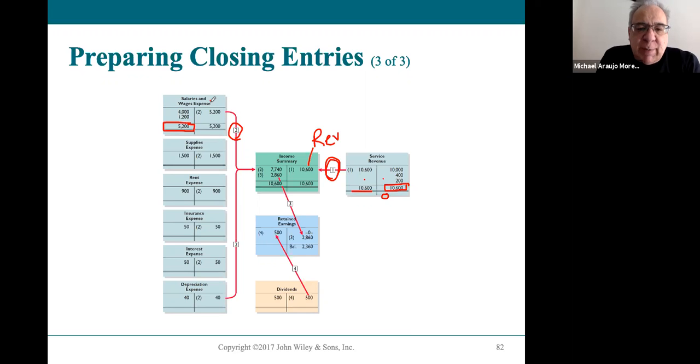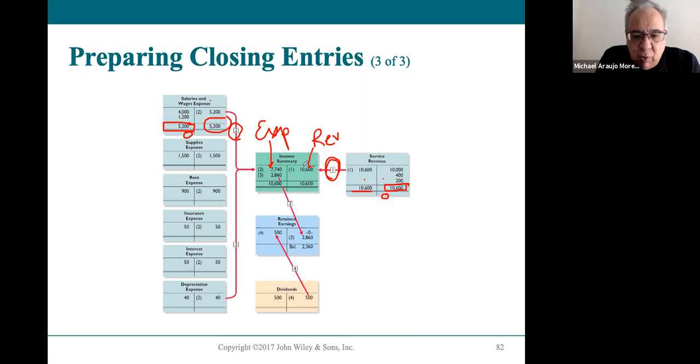So to close an expense account, you have to have an equal credit. So this account, salaries and wages expense, for example, now has a zero balance. Why? Because the debit side is equal to the credit side, so there's no balance in the account, it's a zero balance. So all of these accounts are now zero. What happened to all that money? Well, the total expenses, $7,740, is sitting on the debit side of income summary.